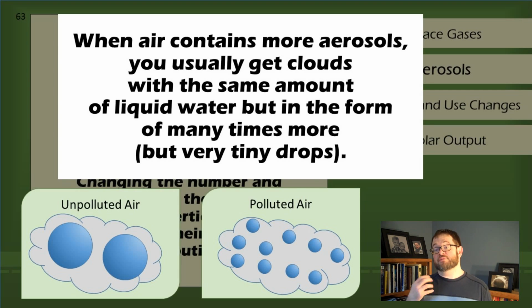On the other hand, air that is polluted and has a lot of aerosols in it of anthropogenic origin, be they black carbon or whatever, will have lots more aerosols in it per cubic centimeter. The same total amount of liquid water will condense onto a larger number of aerosols, each individual one of which will not grow as big. So when you have air with more aerosols in it, you get clouds that have about the same amount of liquid water in it, but it's in the form of more smaller droplets. You have changed the distribution of droplets in the cloud.